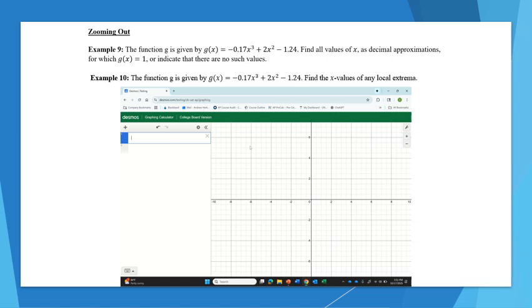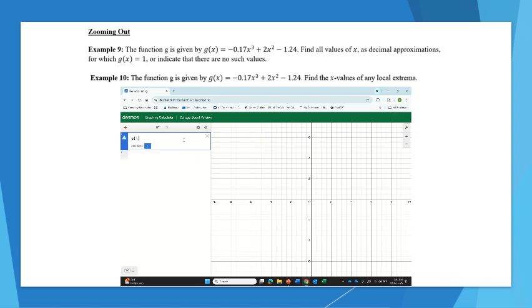All right, example number 9 and 10 we can knock out in the same video. Just be cognizant of making sure you're zooming all the way out before you give your answers. So for example 9 and 10, we're dealing with the same equation, so we really only need to graph it once. For example 9, we want to see where g of x, which is equal to negative 0.17x cubed plus 2x squared minus 1.24, is equal to 1.